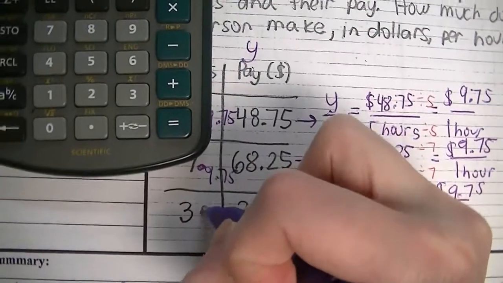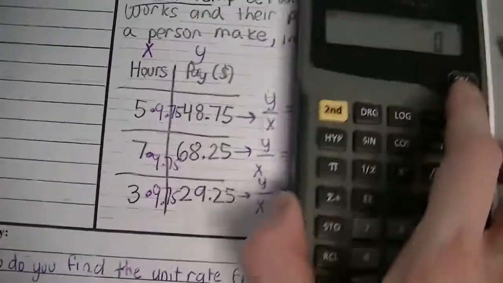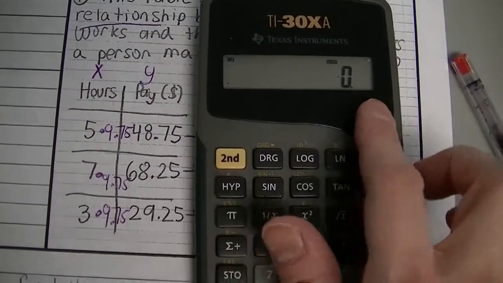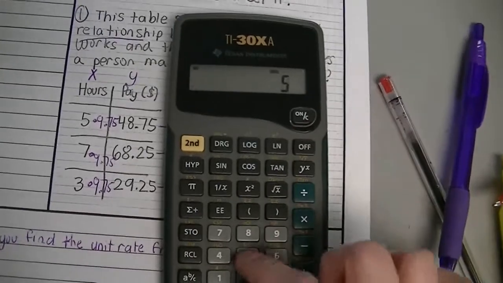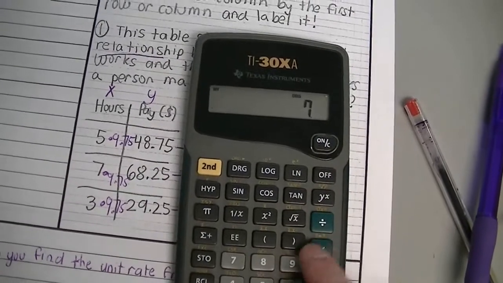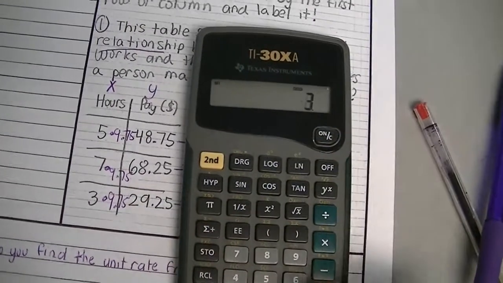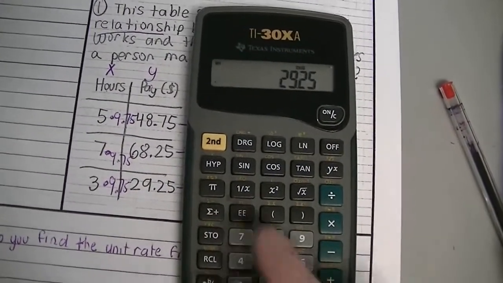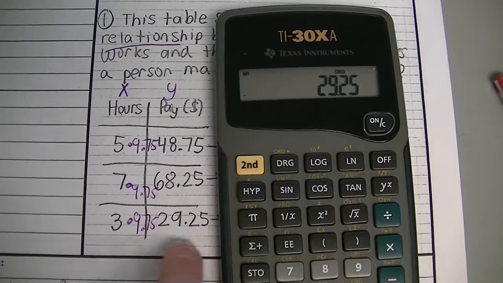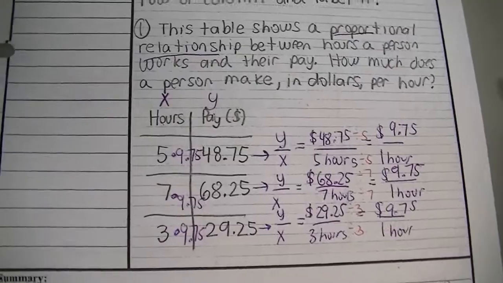Okay, so again, I like seeing this, so then it helps you later on when I show you about equations. So let me go ahead and show you this. Every value in the x column, when you multiply it by that unit rate, you'll get the y value, okay? So 5 times $9.75 equals $48.75. 7 times $9.75 equals $68.25. 3 times $9.75 gives you $29.25. Doing this will help you later on when you need to find values on your own, okay? And also this will help you as I ask you to find the equation.